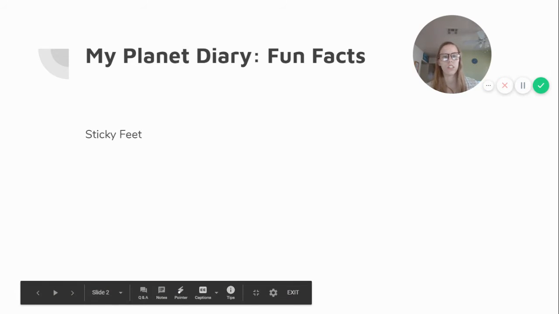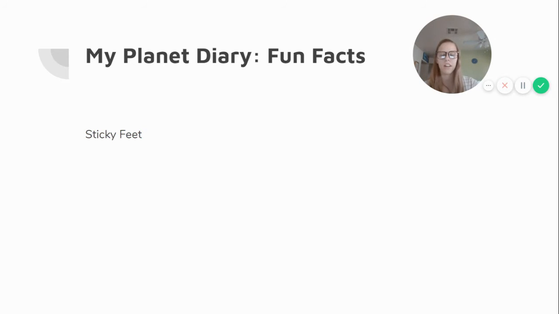So first let's look at our little story from the My Planet Diary. It's called Sticky Feet. Have you ever seen a gecko climbing up a wall or running across the ceiling? Geckos seem to defy gravity. They have tiny hairs that cover the pads of their feet. These hairs branch out into hundreds of smaller structures called spatulae. When a gecko climbs a wall, billions of spatulae on its feet come into contact with the surface.